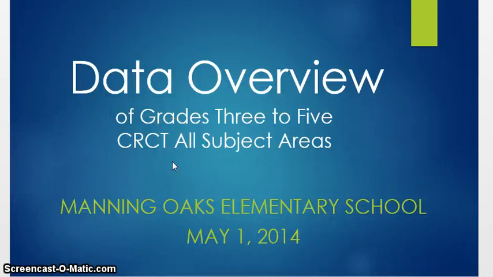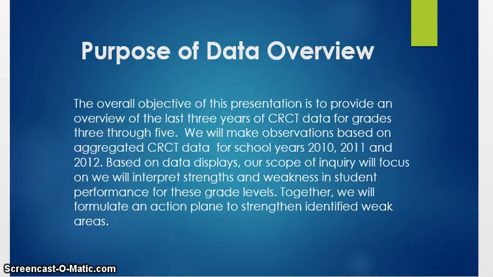This is my data overview of grades 3 through 5 CRCT, all subject areas, for Manning Oaks Elementary School. The purpose of this data overview is to present information of the last 3 years of the CRCT data for grades 3 through 5. We'll make observations for strengths and weaknesses based on aggregate CRCT data for school years 2010, 11, 2012. Based on data displays, we will interpret strengths and weaknesses in student performance for these grade levels. Together, we'll formulate an action plan to strengthen identified weak areas.